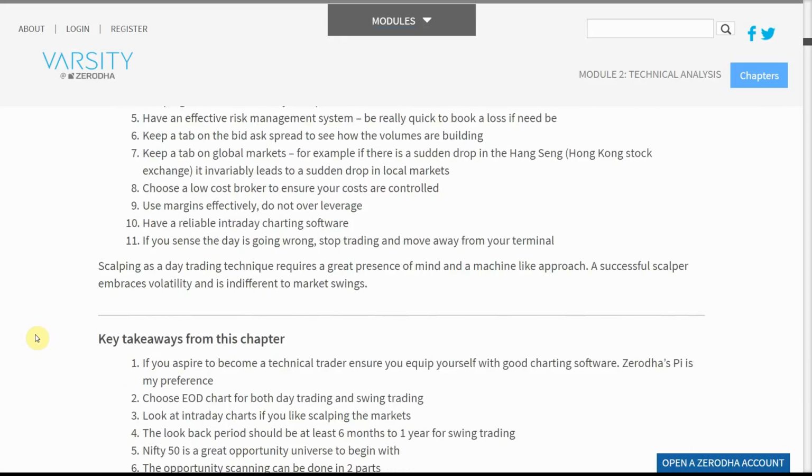Choose a low-cost broker to ensure your costs are controlled. Use margins effectively. Do not over-leverage. Have a reliable intraday charting software. If you sense the day is going wrong, stop trading and move away from your terminal. Scalping as a day trading technique requires a great presence of mind and a machine-like approach. A successful scalper embraces volatility and is indifferent to market swings.